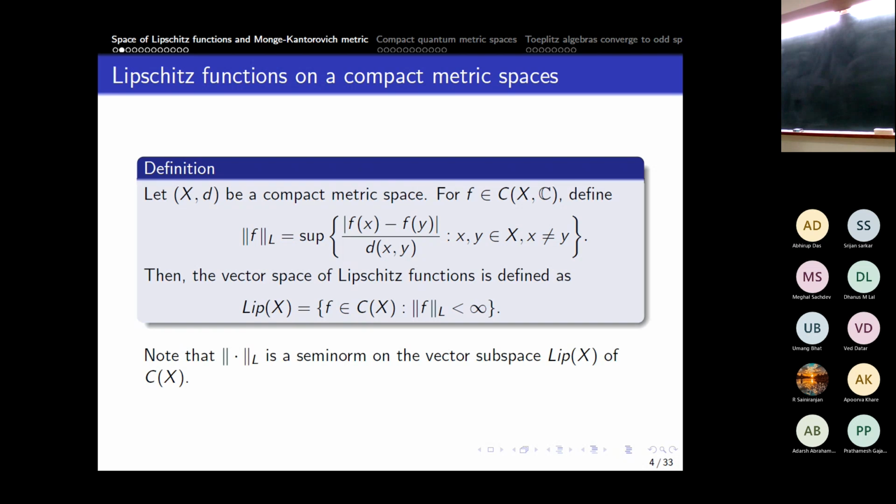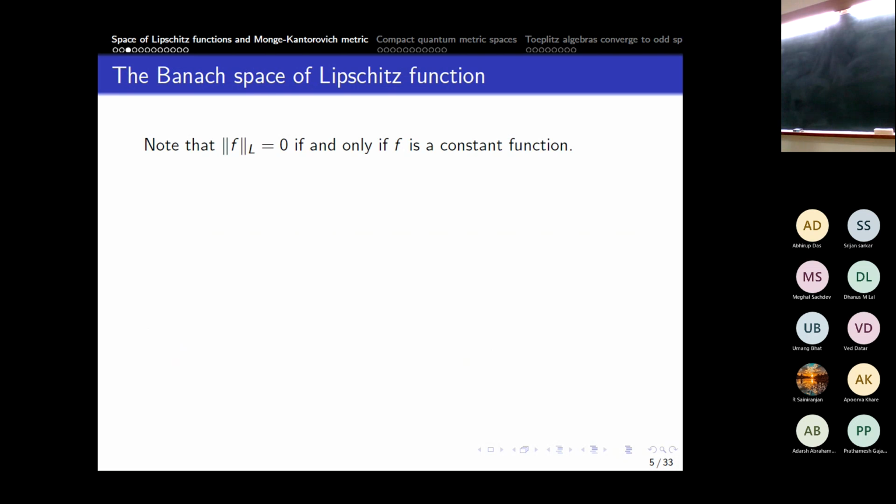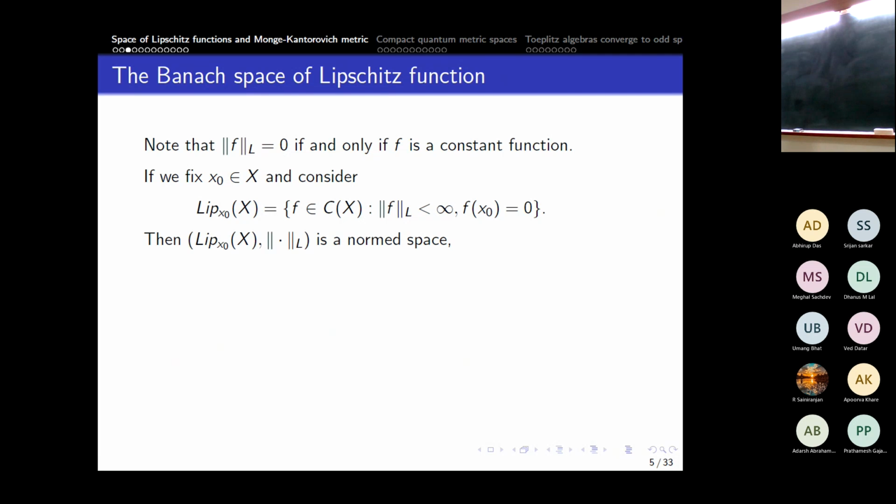It might not be a norm because if f is a constant function, this quantity will be 0, and it's actually if and only if. So in some sense, we can quotient out by this and make a normed space. For example, if we fix a point x naught and consider the space of Lipschitz functions which vanish at that point, then this makes it a normed space with the quantity we defined on the last page, which is just the lowest Lipschitz bound, as we usually call it. It's not just a normed space. It's, in fact, a Banach space.